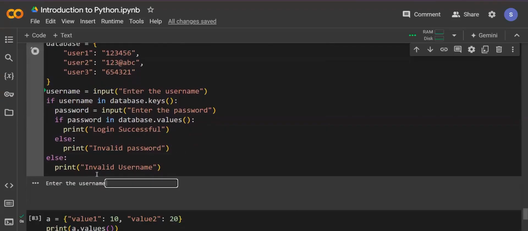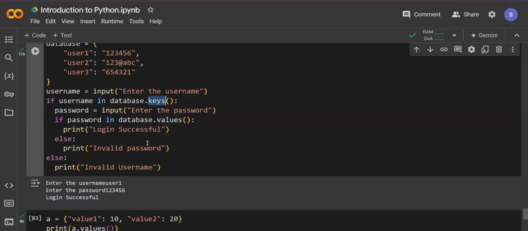Enter the username. So let us give user1 as the username. It is a valid username, so it should go and ask for the password. Yes, it is asking for the password. So let me type 123456 as the password and run this. You can see we are getting the login as successful. Now it is correct. Initially it was wrong because it was checking for the entire dictionary. Now it is correct because we are checking for the values as well as keys.